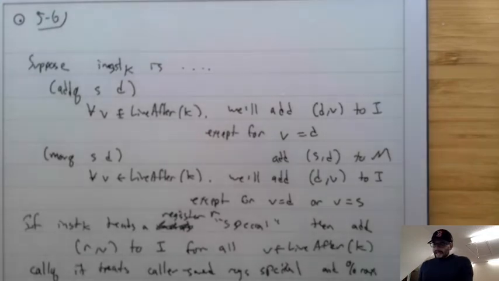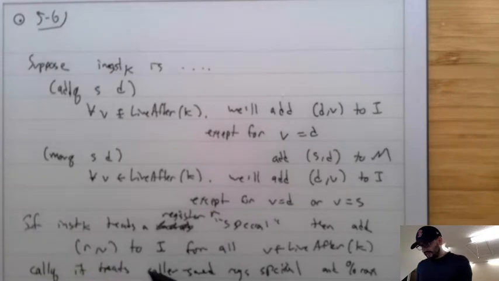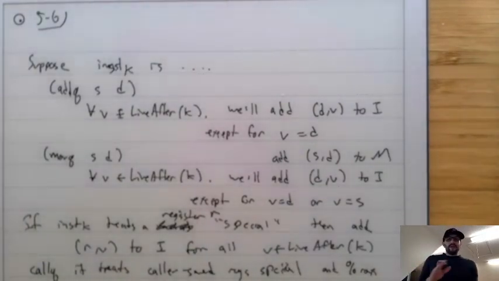Finally, if the instruction that we get is something that treats a certain register as special, then for all of those registers that are special, we're going to add RV to I for all of the variables inside of the live after set. Now, what treats something as special? Right now, the only things that treat things as special are push q, pop q, return q, call q, things like that. Those treat the stack special because they treat RSP special. And the other thing that treats things special is call q, because a call q is going to treat all caller saved registers as special.